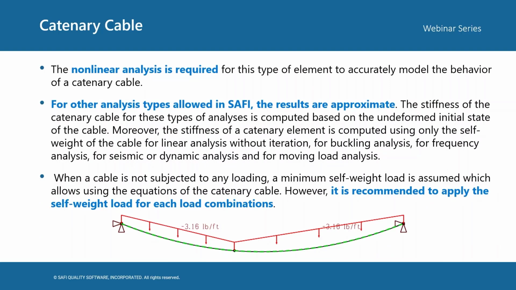The nonlinear analysis is required for this type of element to accurately model the behavior of a catenary cable. For other analysis types allowed in SAFI, the results are approximate. The stiffness of the cable for this type of analysis is computed based on the undeformed initial state of the cable. Moreover, the stiffness of the catenary elements is computed using only the self-weight of the cable for linear analyses without any iteration, as well as other analyses including buckling, frequencies, seismic or dynamic, and moving load analyses.